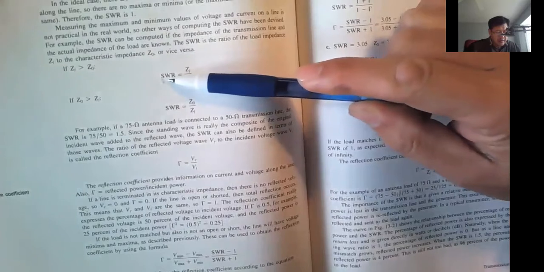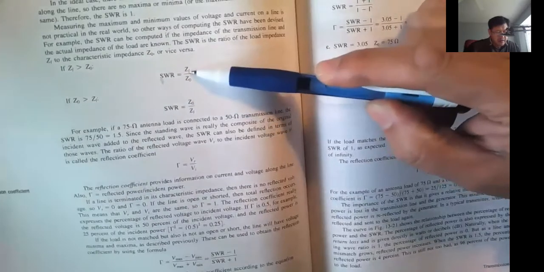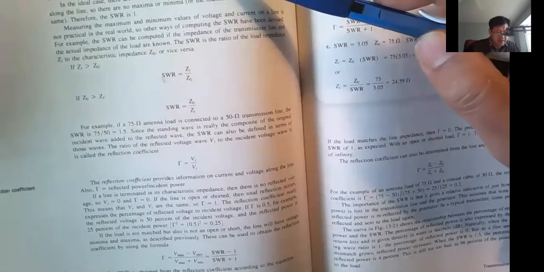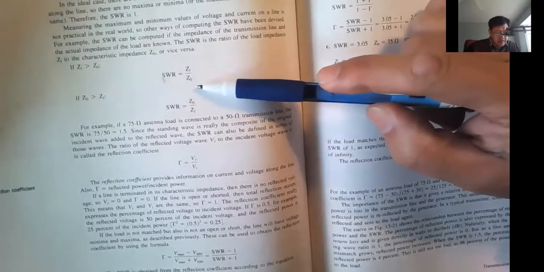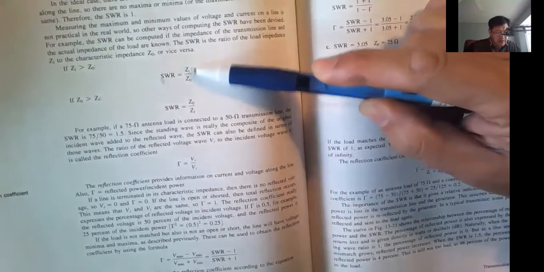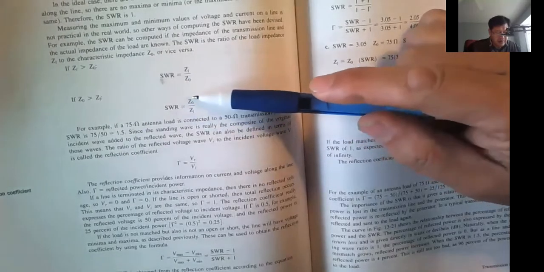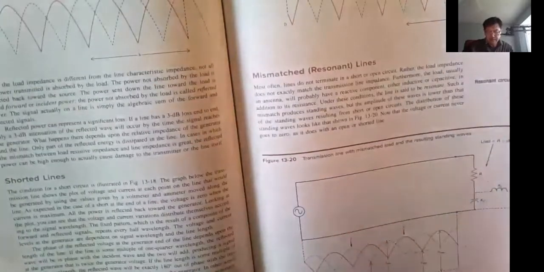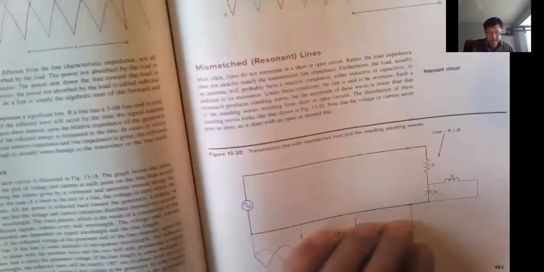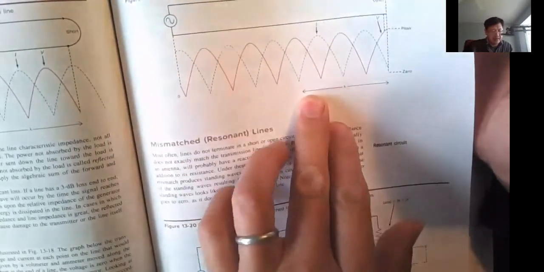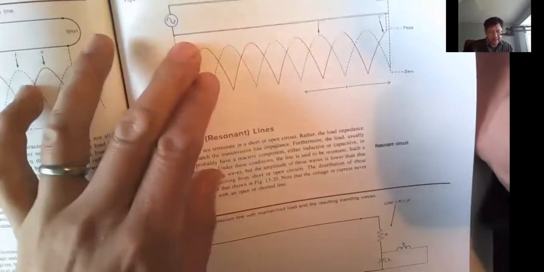So we have a standing wave ratio. If Z1 and Z0 are equal, the standing wave ratio equals 1. That's the ideal situation. If they are different, then the standing wave ratio will be higher than 1, and that will be non-ideal. Obviously, the higher the standing wave ratio, the worse it will be, because if the standing wave ratio is infinite, that means you have maximum standing waves.